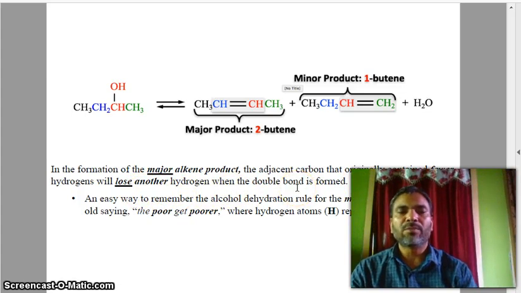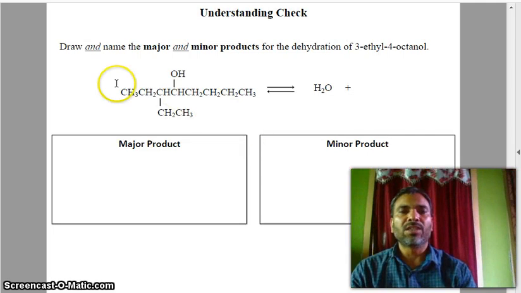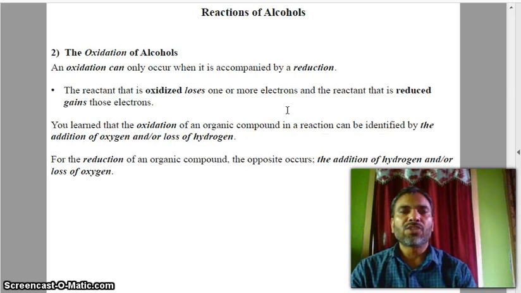An easy way to remember the alcohol dehydration rule for the major product is the old saying, the poor get poorer. The poor get poorer when the hydrogen atoms represent money. Now you see, you do your work, which one is the minor product and which one is the major product. Reactions of alcohols, the oxidation of alcohols, and oxidation only occurs when it is accompanied by reduction.